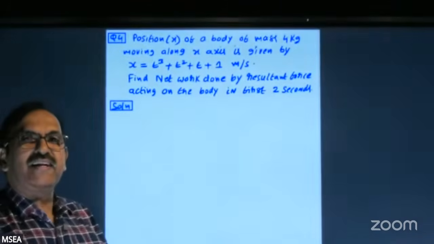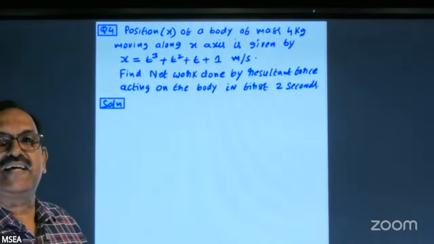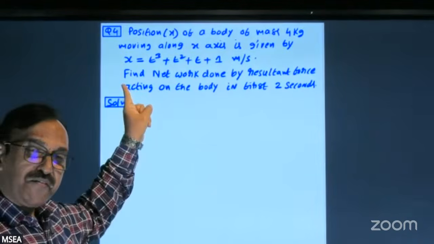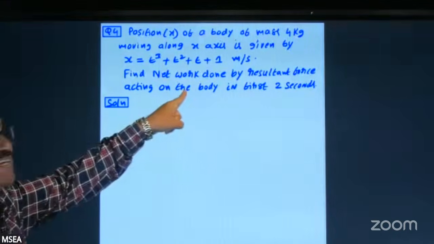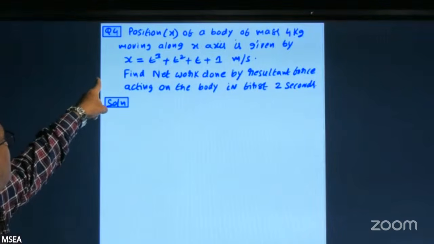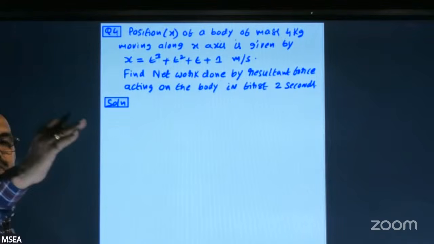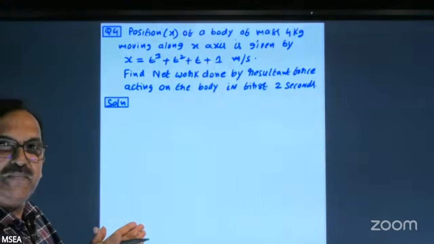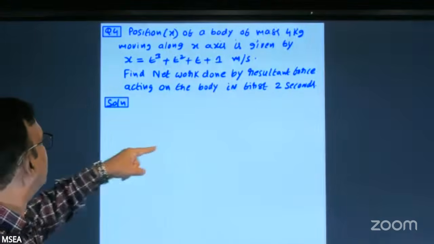The question that has come in many entrances, in the NEET itself, not less than 3 to 4 times over the years, is this particular very regular model. Position of a body of mass 4 kilogram moving along x-axis is given by x is equal to t cube plus t square plus t plus 1. That means when the body is moving, time keeps on changing. Time will not wait for any of us. So time never waited. As time changes, position x also keeps on changing.